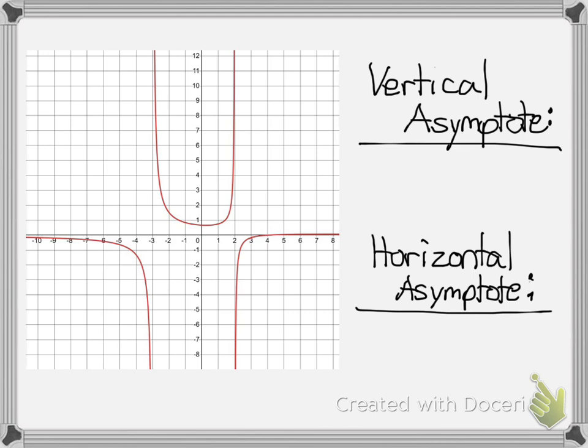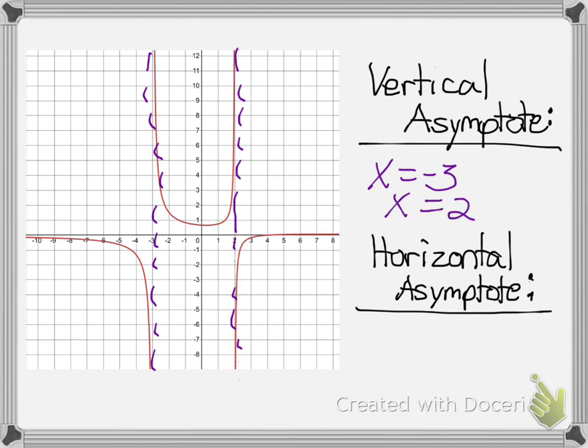All right, let's look at this last example. I have 2 vertical asymptotes, one right here, and that's x equals -3. And another one right here at x equals 2. Horizontally, I have a horizontal asymptote right about here. And that will be at y equals 0. And that's it.